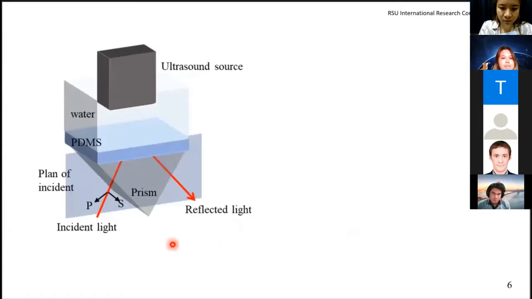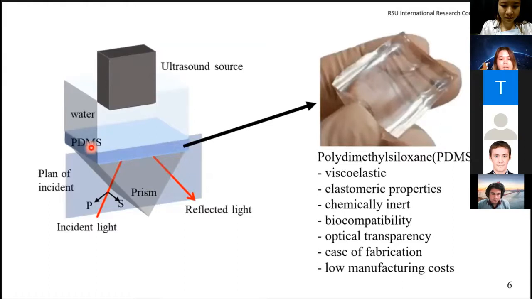This is the 2D schematic in this simulation. The ultrasound source was set at the top of the system. The ultrasound wave will travel through the medium, the water, and it is incident onto the PDMS thin film. The bottom of the diagram is the optical system, which investigates the change of the PDMS thin film. PDMS thin film, or polydimethylsiloxane, is a polymer which has high elasticity and is also viscoelastic.